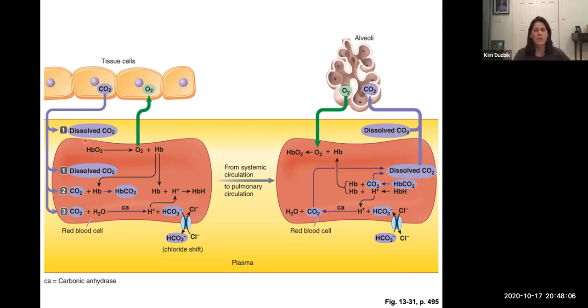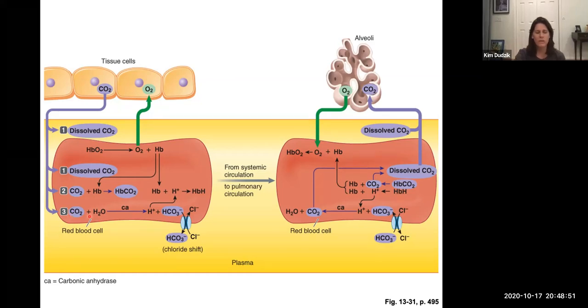One, it can be dissolved, just CO2 dissolved right into the plasma. Some of it will enter by simple diffusion into the red blood cell and be dissolved in the cytoplasm of the red blood cell. Some of it can actually bind to hemoglobin. Once oxygen dissociates from hemoglobin, we've got a pathway for it to bind. That's called carboxyhemoglobin, meaning hemoglobin bound to carbon dioxide.